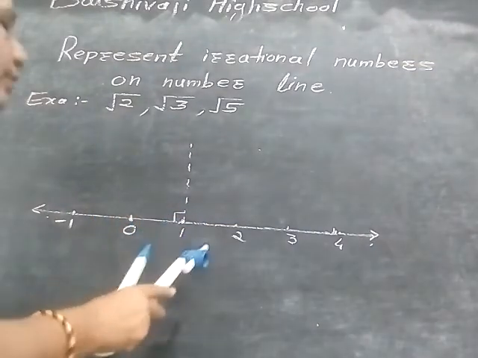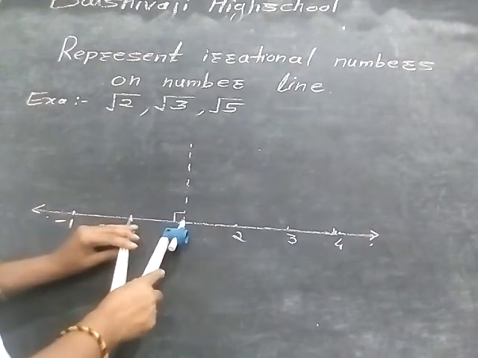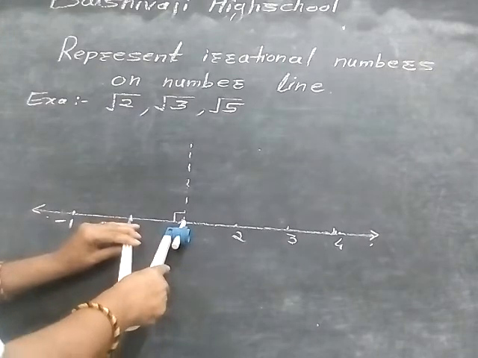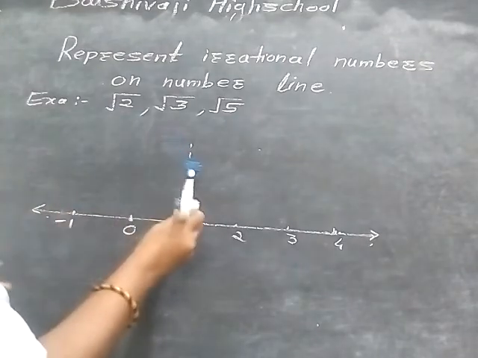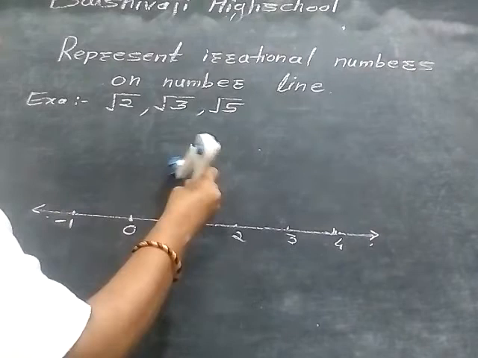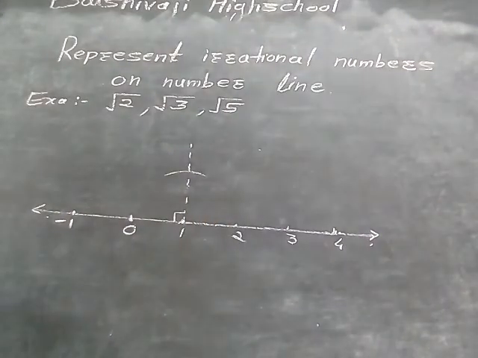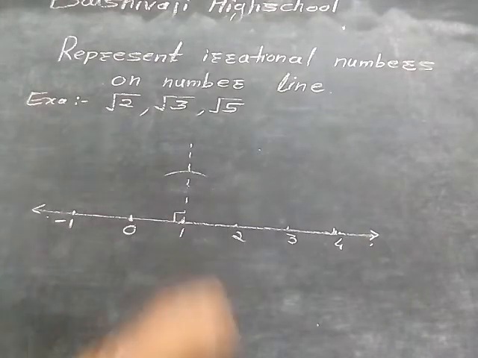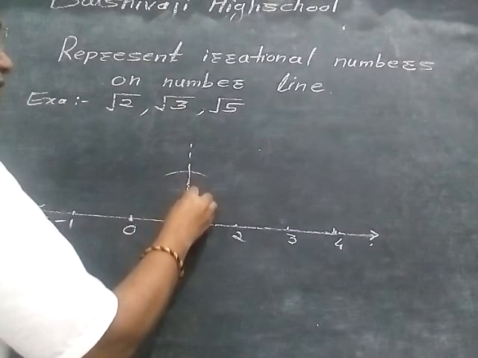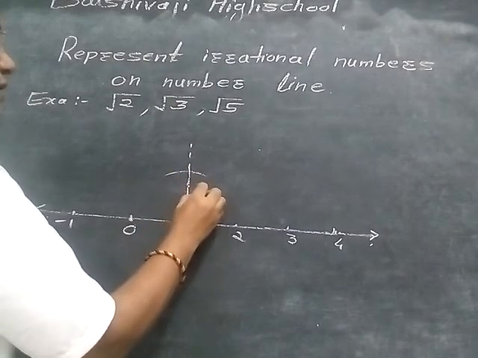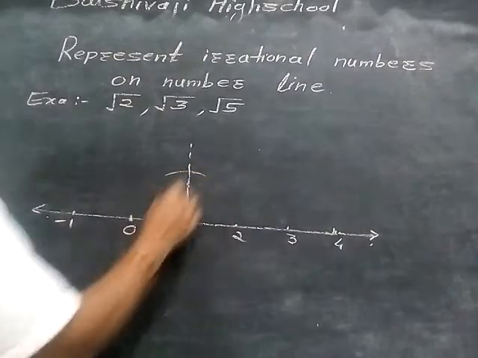We draw an arc in this manner. This is 1 unit length. The distance is 1 unit, or we can say 1 centimeter here.